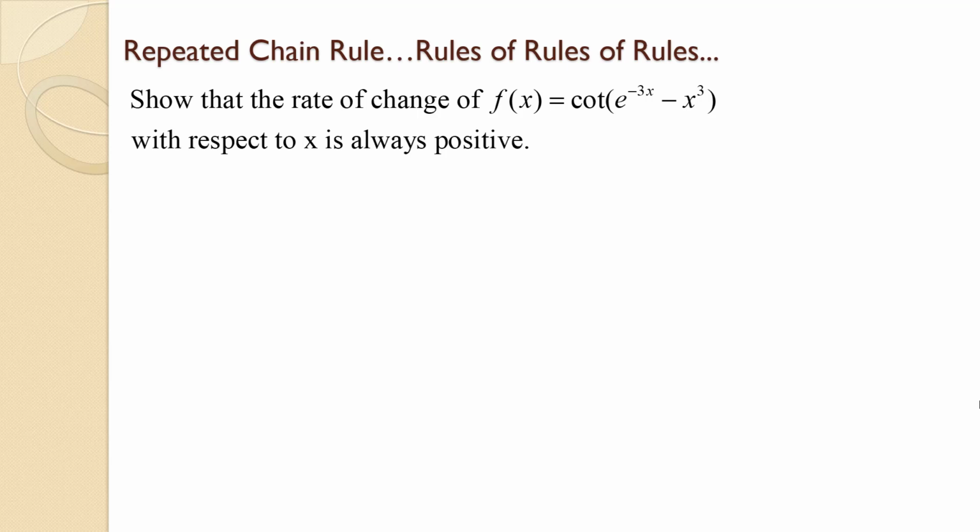Let me give you an example of having a repeated chain rule problem. Let's show that the rate of change of this function with respect to x is actually always positive. So, do so. I want to know the derivative of f in terms of x. So then I'm going to apply the derivative operator to the cotangent of e to the negative 3x minus x cubed. Well, that's a composition, cotangent of something. So I take the derivative of the outside function, that's negative cosecant squared of the inside, don't change it, leave it alone. And then you tack on the derivative of what was on the inside.